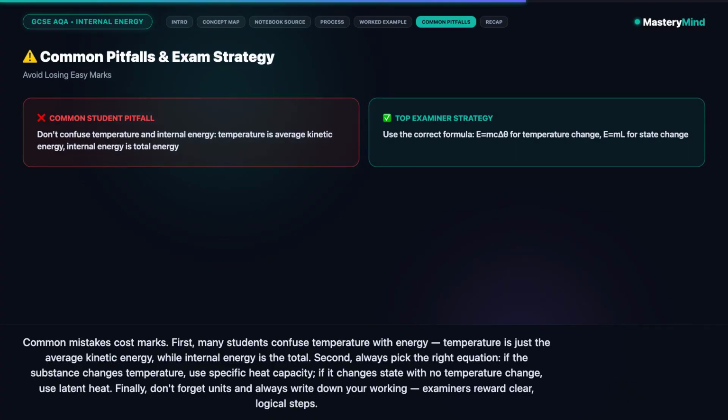Common mistakes cost marks. First, many students confuse temperature with energy. Temperature is just the average kinetic energy, while internal energy is the total. Second, always pick the right equation. If the substance changes temperature, use specific heat capacity. If it changes state with no temperature change, use latent heat. Finally, don't forget units and always write down your working. Examiners reward clear, logical steps.